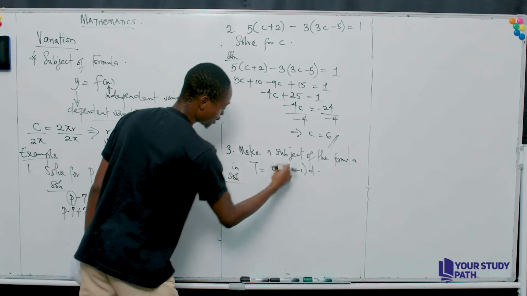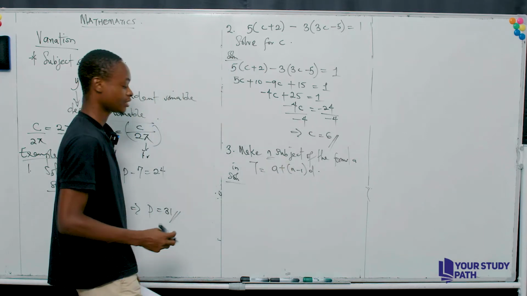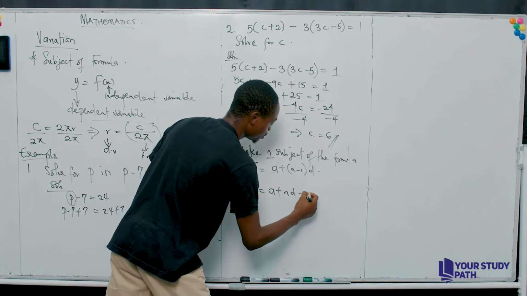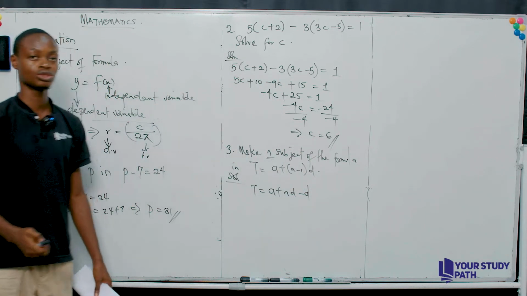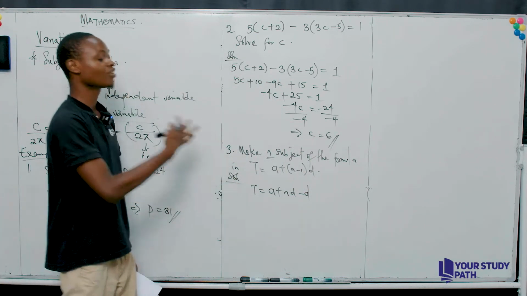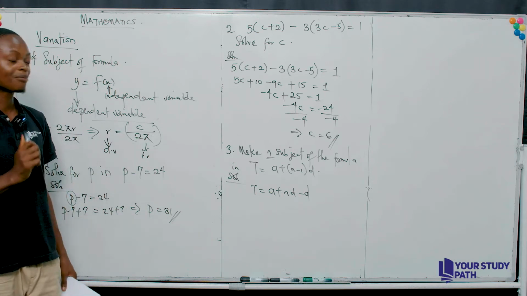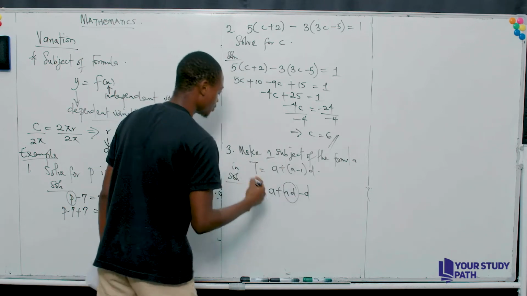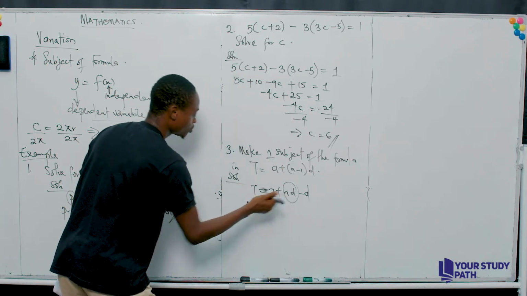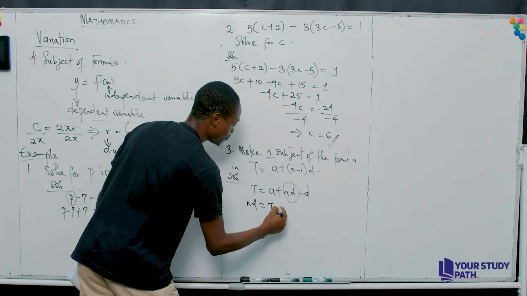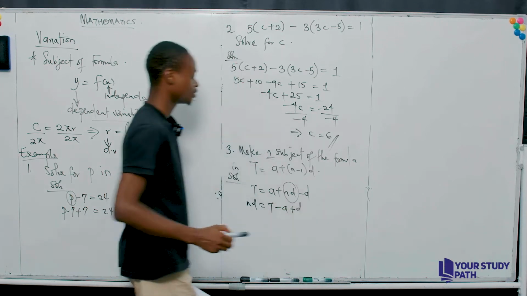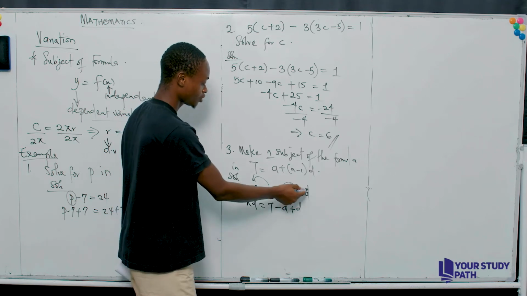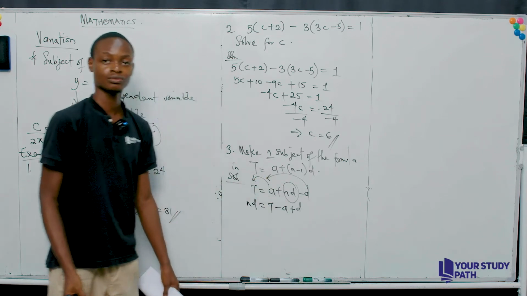So n is our focus. We must not forget that. We have that t = a + nd - d, because 1 times d will still give us d. Then we can send every other thing to the other side, which means that our priority now is on n. So this is the only one we want to remain. The others we will send. We now have that nd = t - a + d. Once this one crosses, it becomes negative. Once this one crosses, it becomes positive.